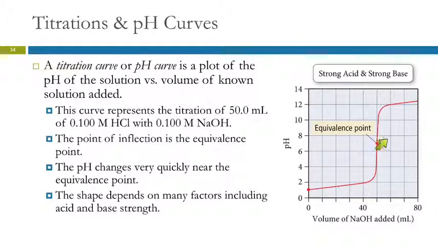So the point of inflection is where the slope changes here from positive to negative. The point of inflection is the equivalence point. That's where we have a stoichiometric amount of acid and base. pH changes very dramatically there. The exact shape of this curve is going to depend on several factors: the strength of the acids and bases involved, their concentrations, etc. But this is the general shape.